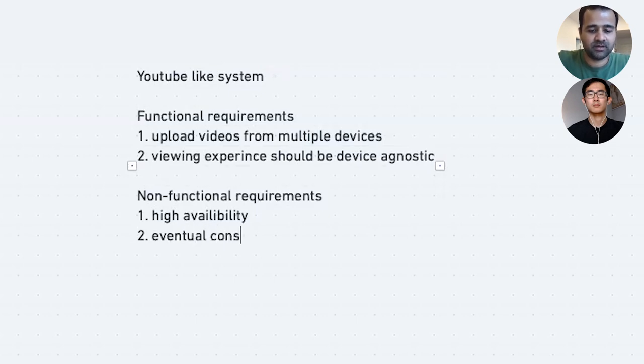The reason is that once a video is uploaded, it need not be available immediately or in real time to all the users. There can be a lag from the time the video is uploaded to the time the video is available. Once the video is available to the users, you want it to be highly available, and you want it to be as low latency as possible.